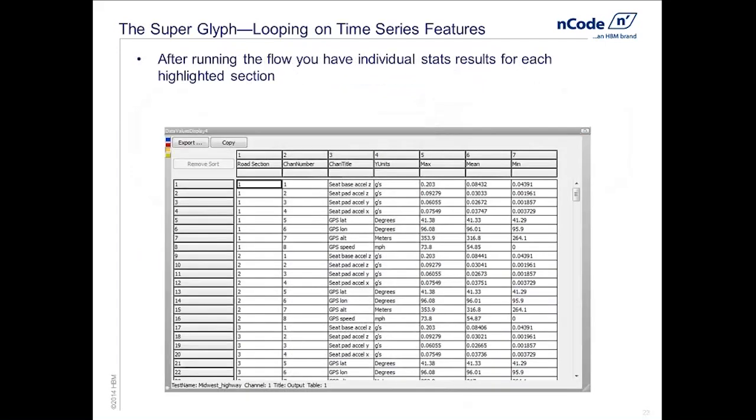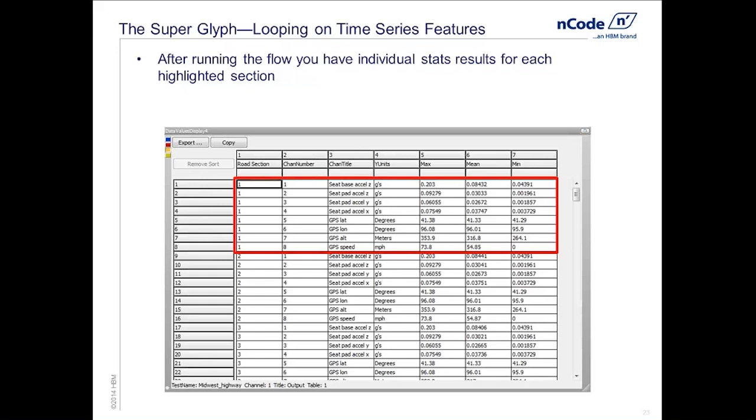So once we accept the changes, exit the SuperGlyph, and run the flow, we can view the results. In this example, you'll see a table that looks something like this. Each highlighted section now has individual statistics calculated for it.